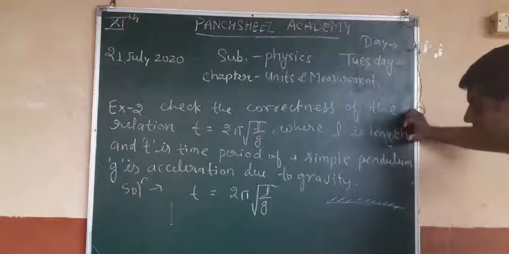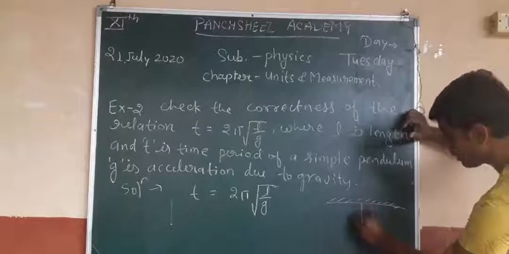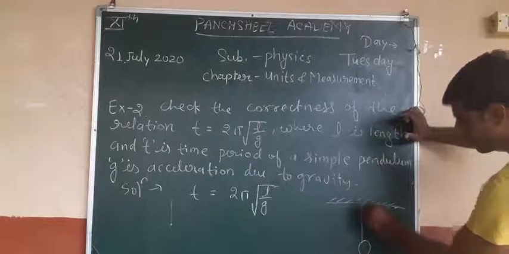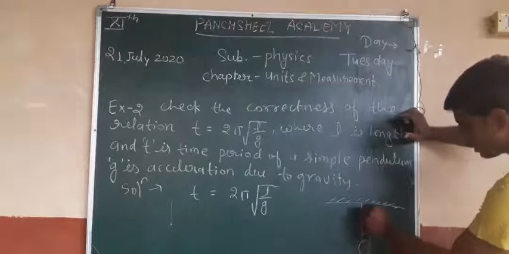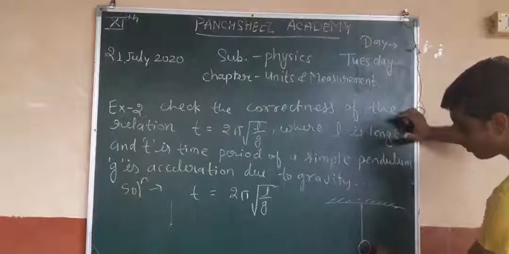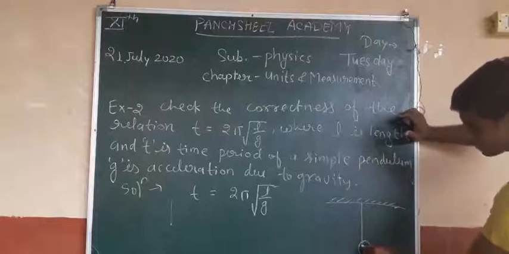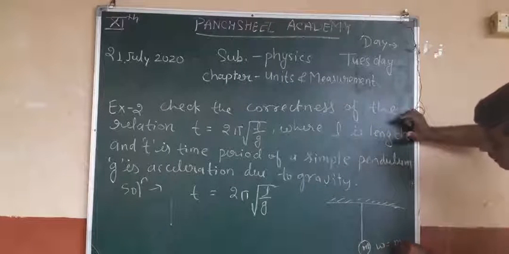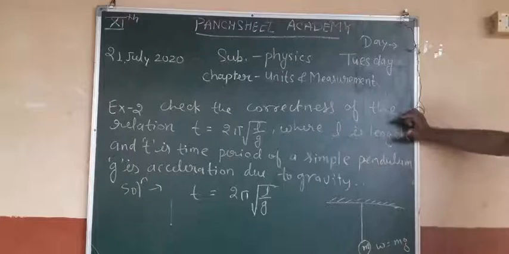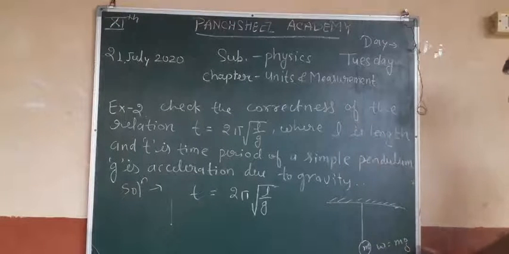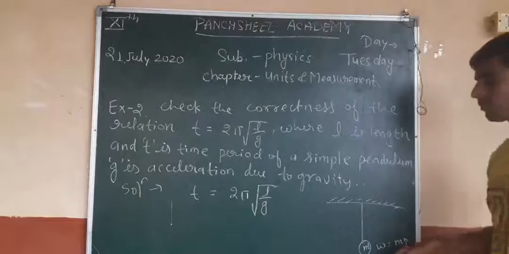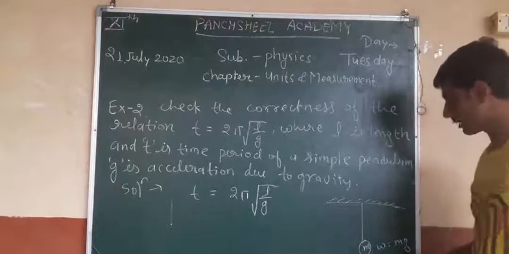A simple pendulum is just like this. This is the support, and one ball is tied here. This is the length of the string, and this is the ball. If the mass of the ball is m, the weight is mg, mass into gravity. Here g is the acceleration due to gravity, and its value is 9.8 meter per second square.